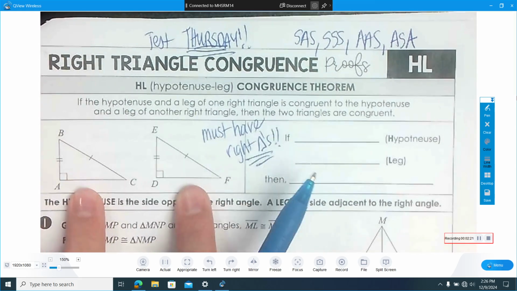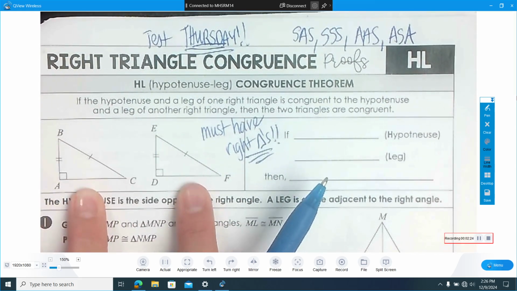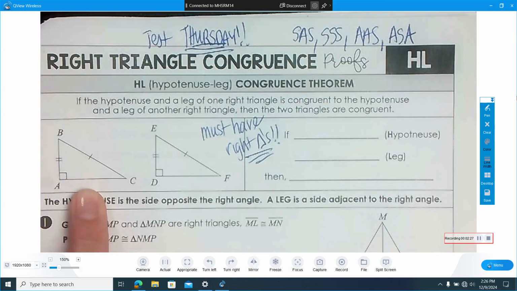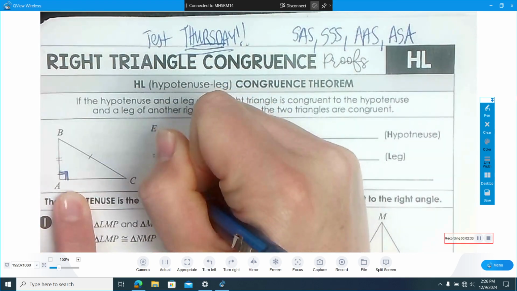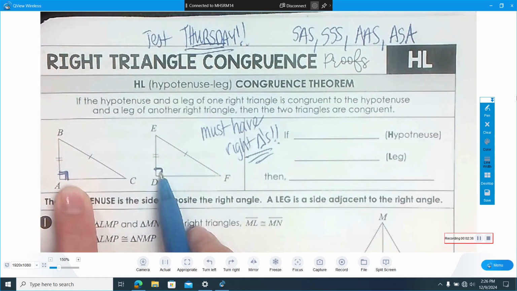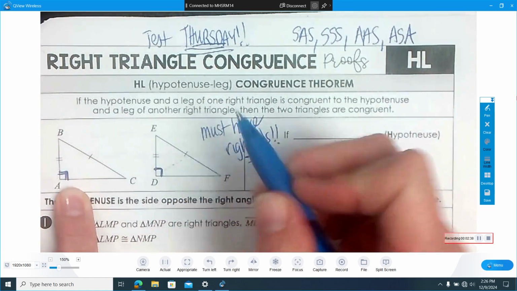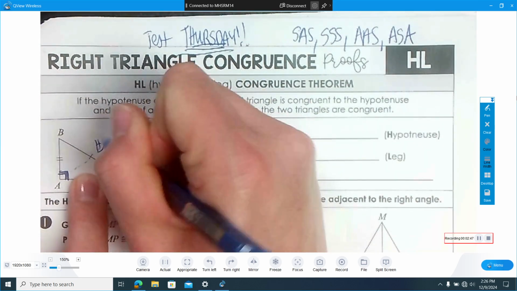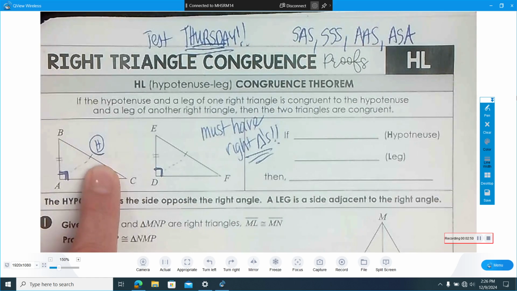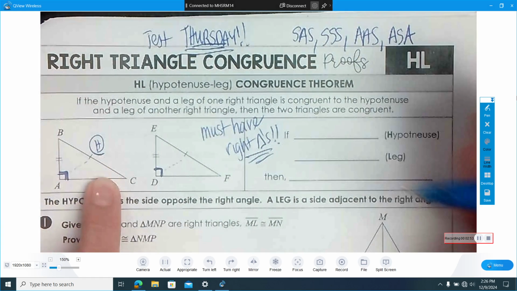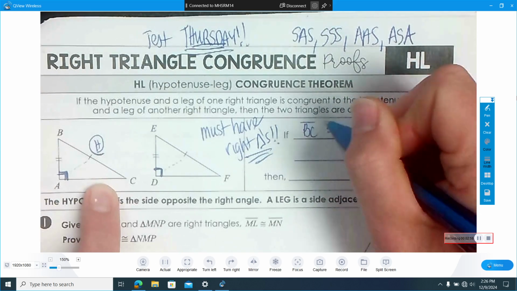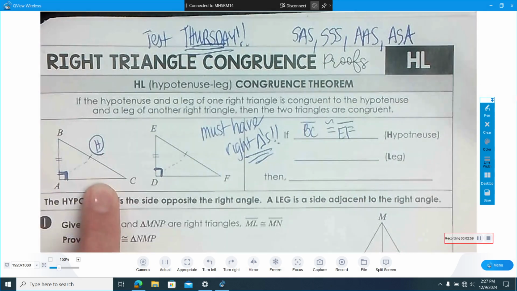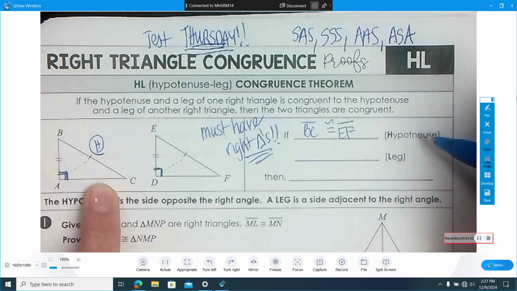So do we have right triangles in this picture here? We do. There's a little box that tells us that we have right angles just there, so that's very good. And if those are the right angles, then we have this special side that is opposite those right angles. And what is that special side called? The hypotenuse, okay? So in this picture, we have a pair of hypotenuses that happen to be congruent. And so we would say that segment BC is congruent to segment EF. And those would be a pair of hypotenuses.